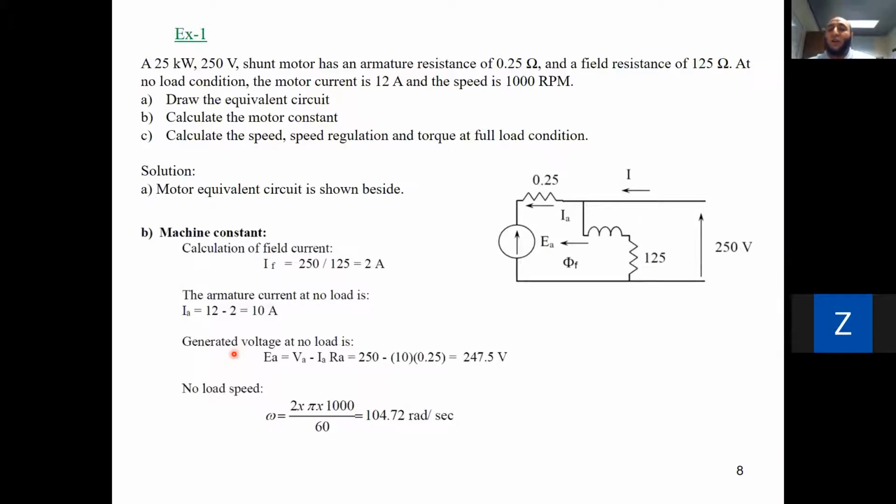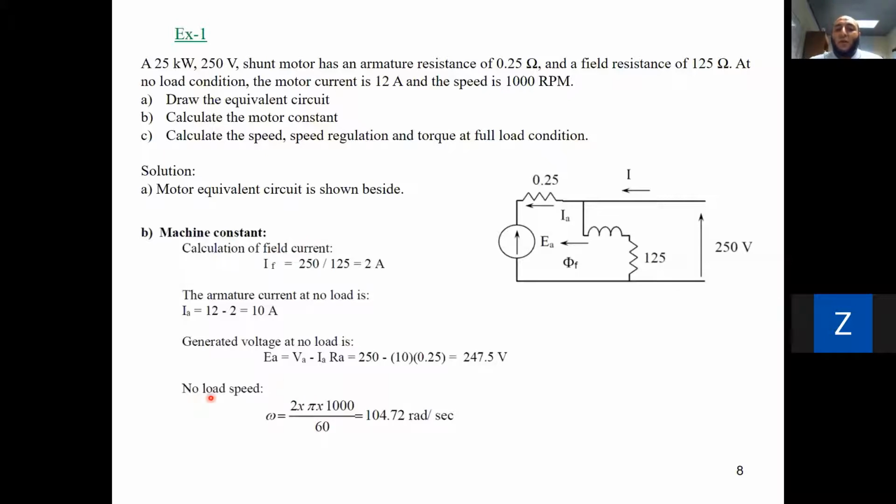In order to get the machine constant, we need to calculate E, and we need to calculate omega. We can calculate E simply by V terminal or VA minus IA RA. Just substitute and get the value of induced voltage. As you can see, because the no load current is small compared to the full load one, you will find the EMF is very close to the terminal voltage. So here 247, and the terminal voltage is 250 volts.